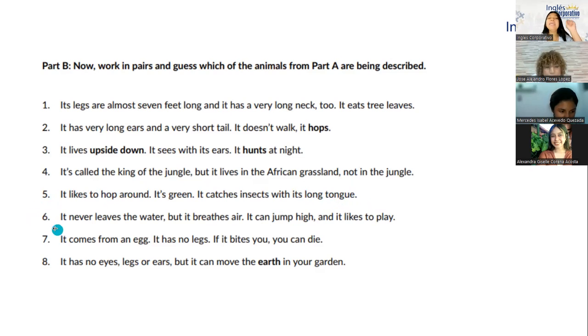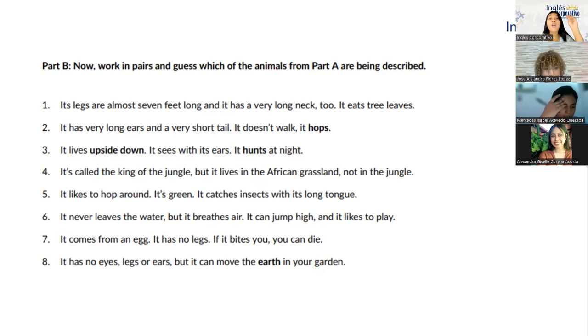Number six. It never leaves the water. Listen to that. It never leaves the water, but it breathes air. Pero respira aire, pero nunca deja el agua. Dolphin. The dolphin, okay. Yes. It can jump high and it likes to play. Salta bien alto, dice, y también le gusta jugar. The dolphin. Of course, right?